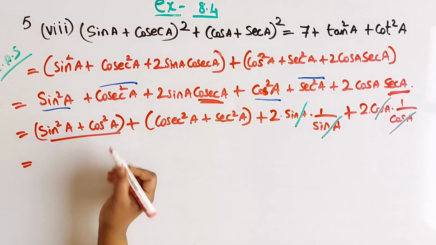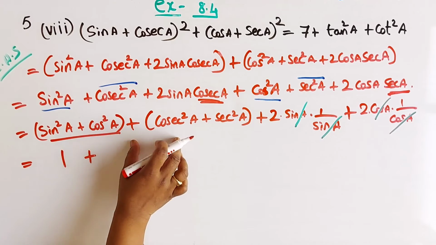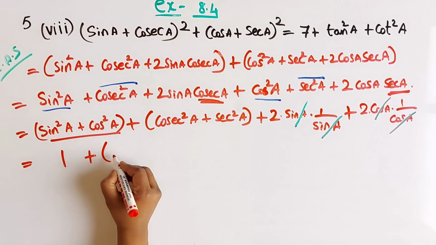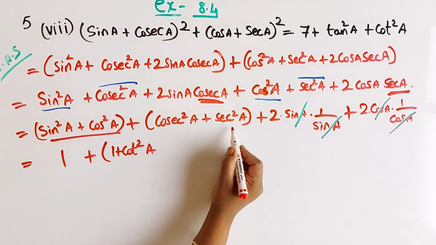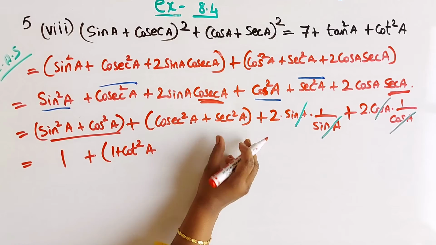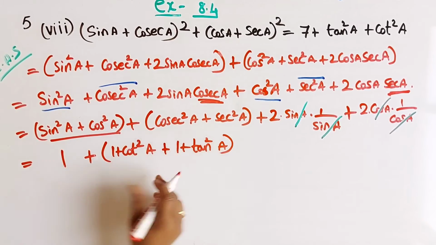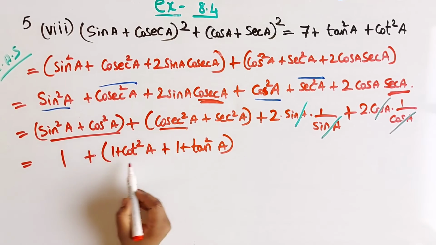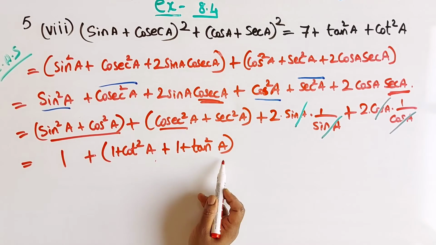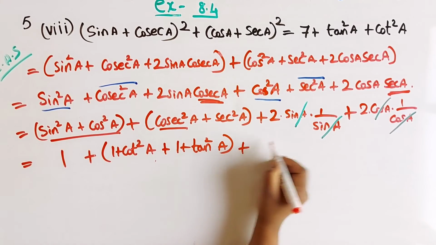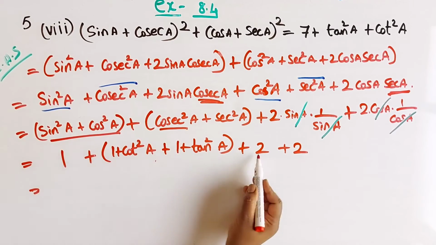Here sin square A plus cos square A is 1 plus, in place of cosecant square A, I'm just using the identity 1 plus cot square A. Correct? In place of secant square A, I'm writing one more identity 1 plus tan square A. Correct, children? In place of cosecant square A, we are using 1 plus cot square A. In place of secant square A, we are using 1 plus tan square A. These identities we are using. Plus here 2 plus here also 2.